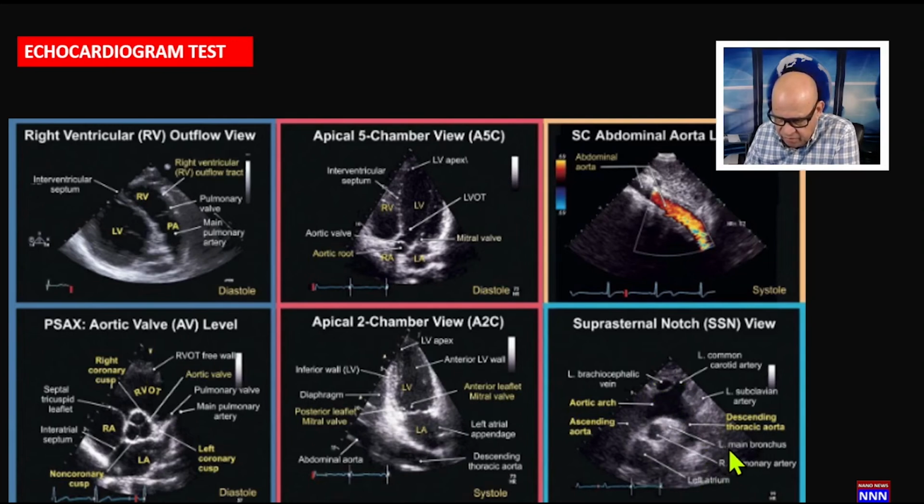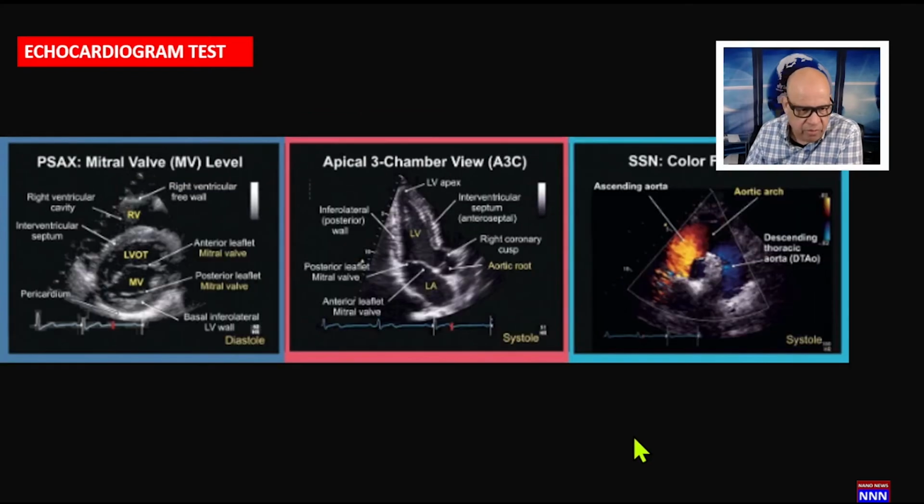Then we have the left main bronchus here, the air-filled bronchus. Then we have the right pulmonary artery just close to that. And behind that is the left atrium. We got one more picture here to cover, and that is the mitral valve level in the short axis.